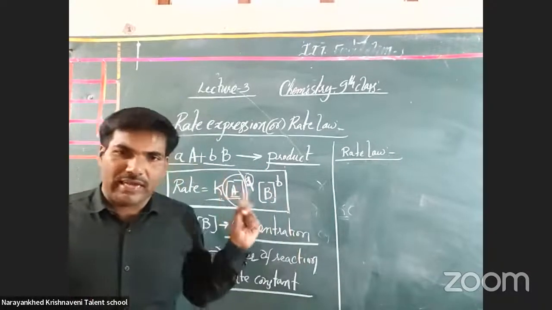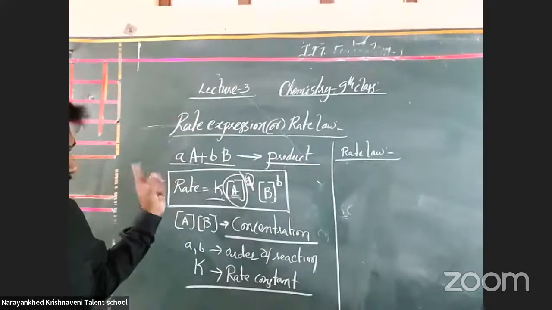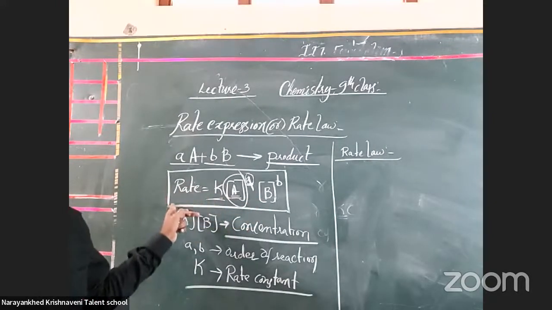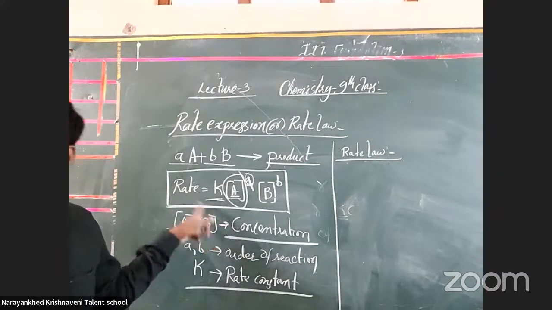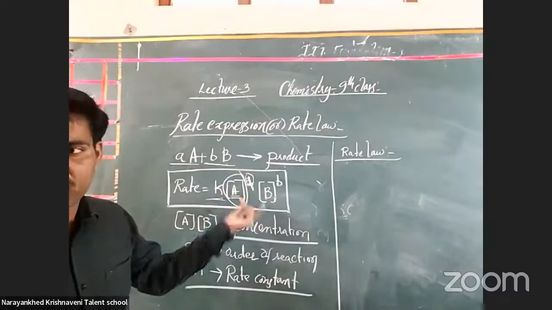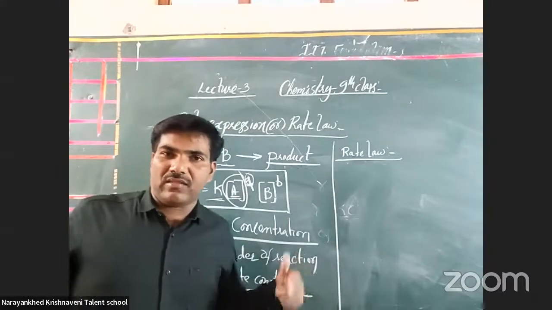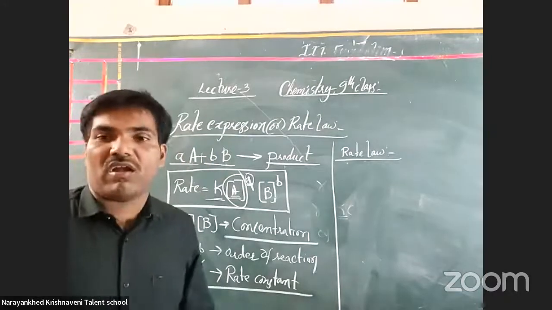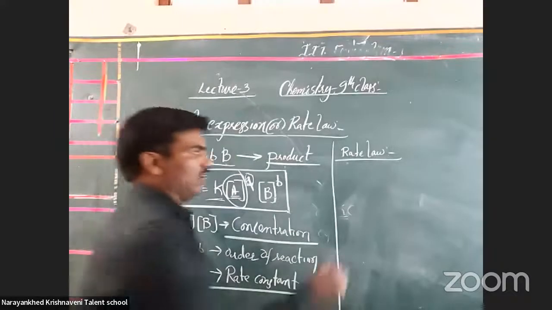We write the expression or equation for the correlation between the concentration of the reactants and the rate of reaction. These are the concentrations of the reactants, and this is the rate of reaction. Whatever the correlation, when written in the form of an expression, we treat it as the rate expression or rate law. Okay, clear or not? We are just considering some general forms.